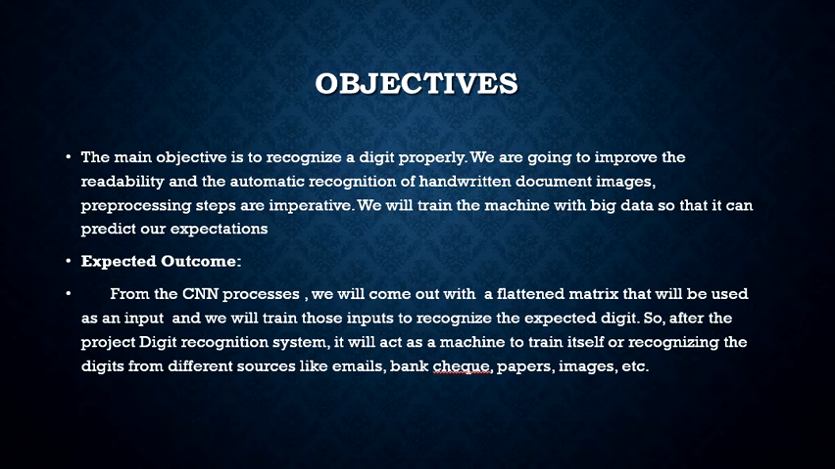The main objective of our project is to recognize a digit properly. We are going to improve the readability and the automatic recognition of handwritten document images. So far, we expect that our accuracy will be around 90%.